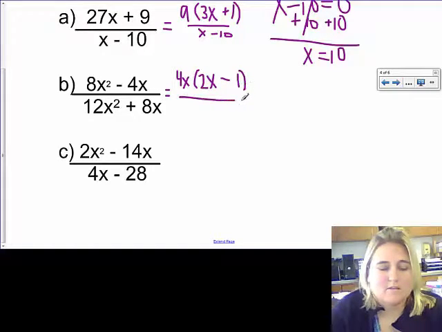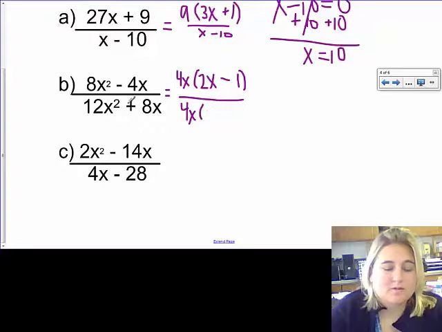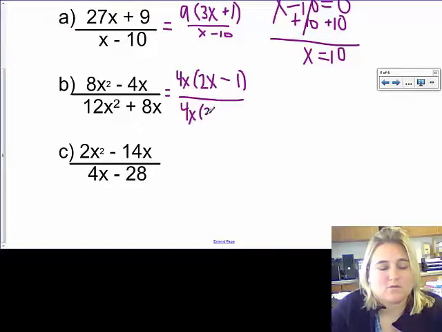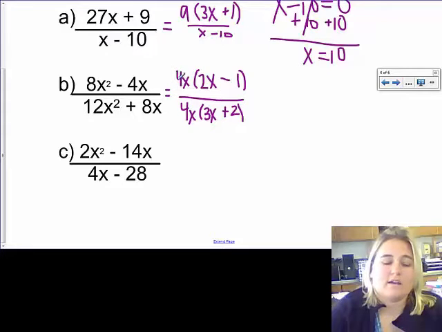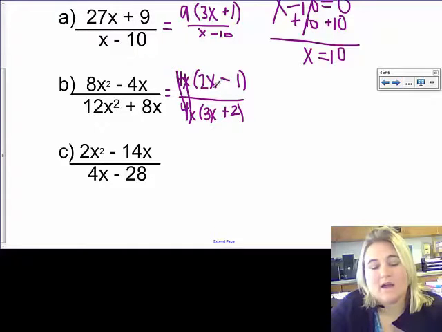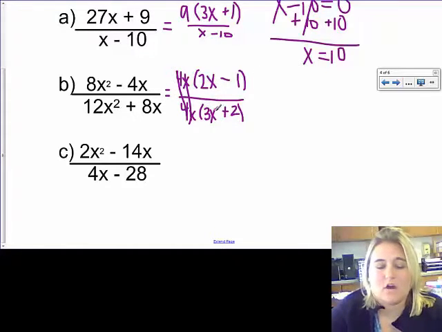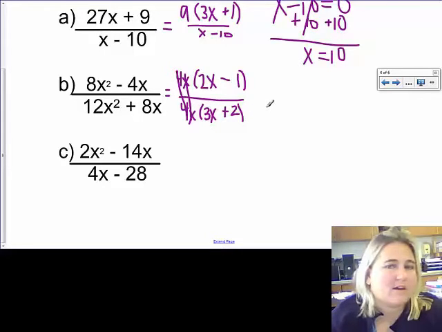Over, in the denominator, I can factor out again a 4 and an x. So I have 12x squared divided by 4x leaves me with 3x plus 8x divided by 4x leaves me with 2. So I can cancel 4's and I can cancel x's, which means that my final answer is going to be 2x minus 1 over 3x plus 2. And I'm not going to rewrite it because I'm having a heck of a time with my pen.